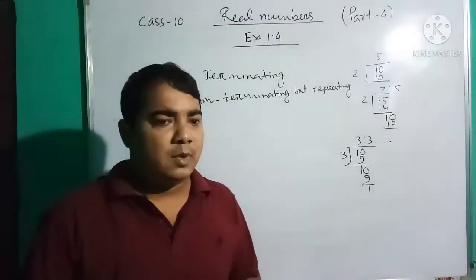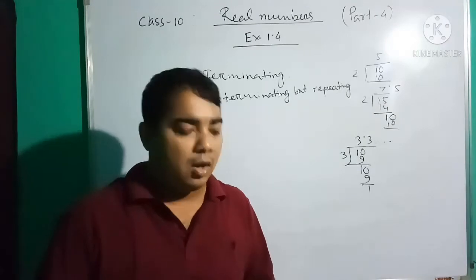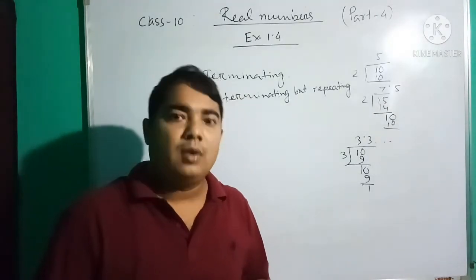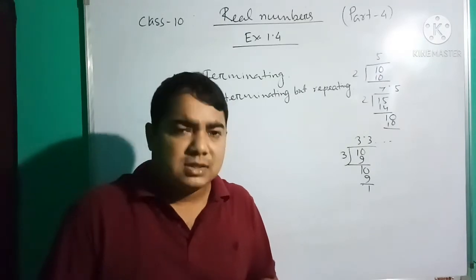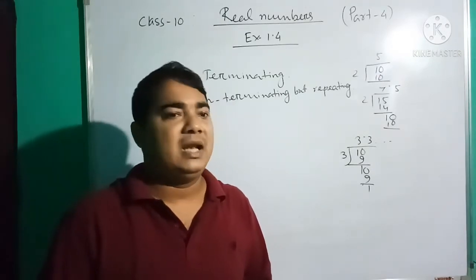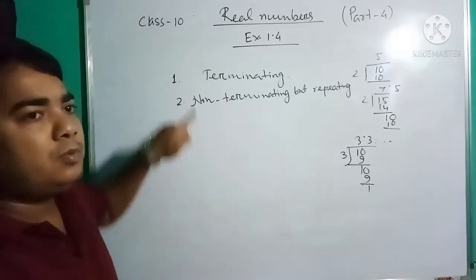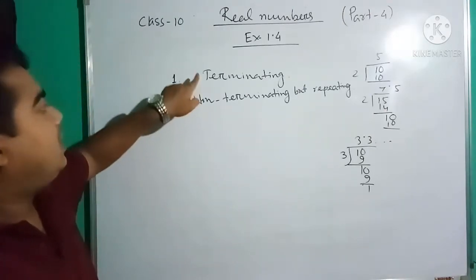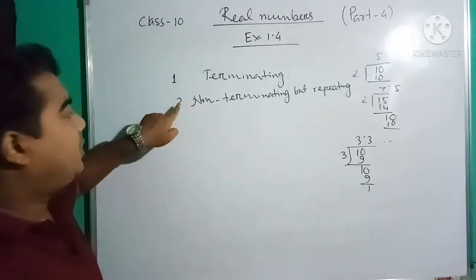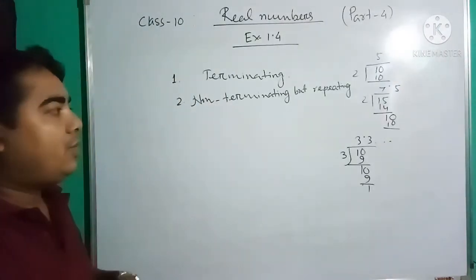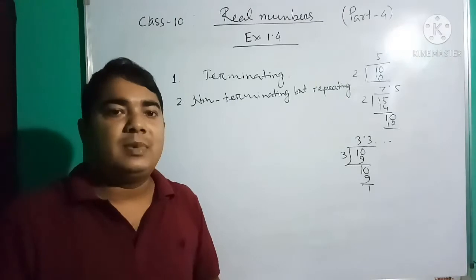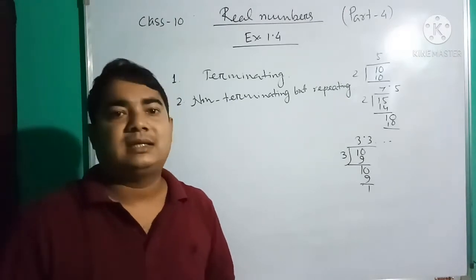Now in question number 1, there are 10 questions. All questions are in fraction form. We know all fractions are rational numbers, but we just need to write about their decimal expansion. That means we have two options. First option is terminating, or number 2, non-terminating but repeating. Now the question is, when is a rational number's decimal expansion terminating?